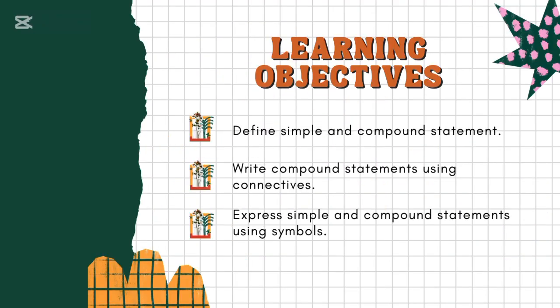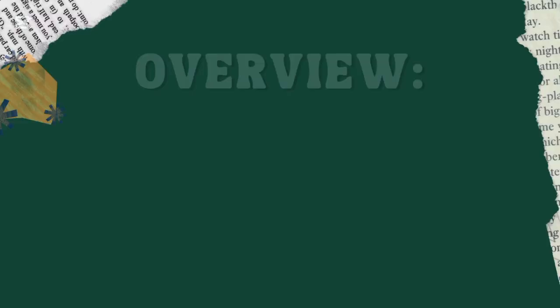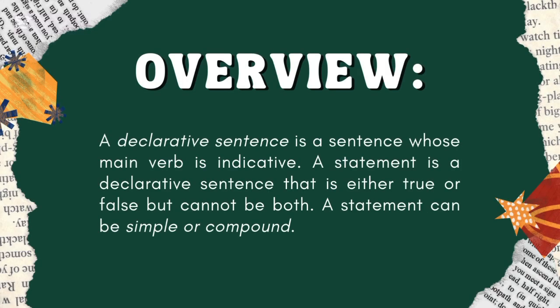So, our learning objectives for today are: first, define simple and compound statement. Second is to write compound statement using connectives. And the last one is to express simple and compound statements using symbols. Before we begin, let's have an overview of the topic.